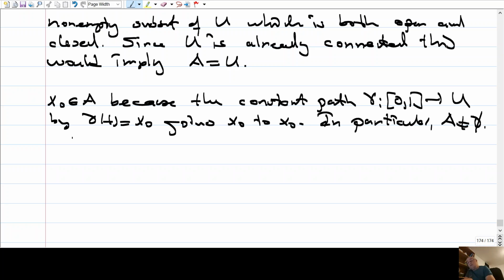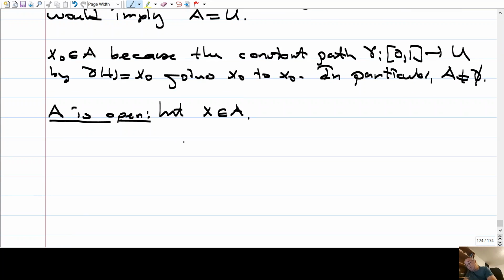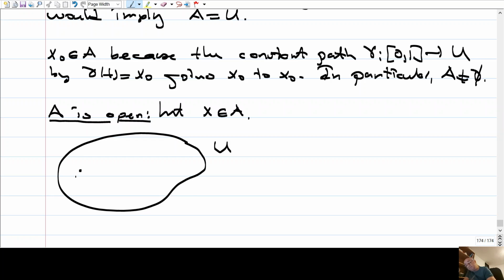Next we show that A is open. How can we show this? Well, let x be in A. How can you show something is open? Well, you have to draw a ball around this point which lies inside A, right? So let me first draw you a picture of what's going on. Let's say x is here and x belongs to A means there is a path joining x0 to x. And I want to show that there is a ball around x which lies in A. How can we show this? Well, since U is open, there is a ball around x which lies inside U, right? So there is a ball like this which lies inside U.